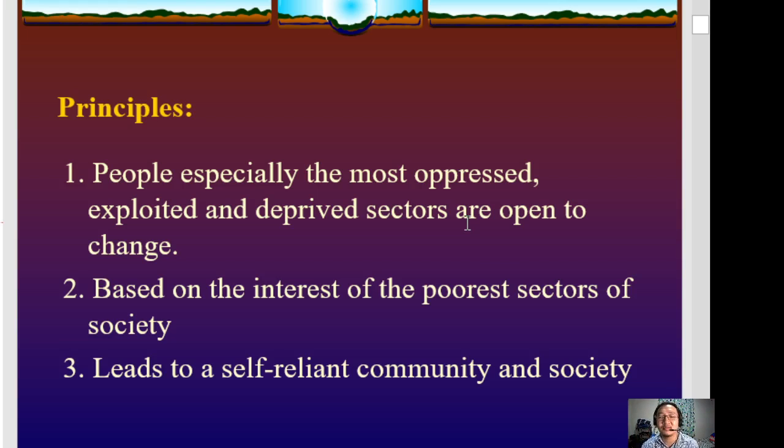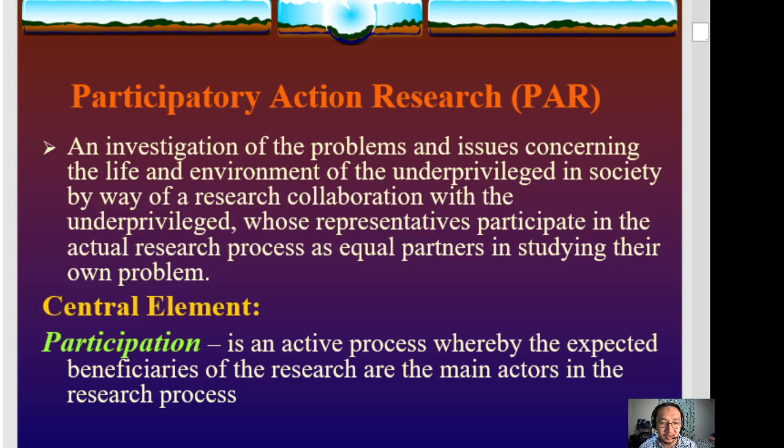And second, based on the interests of the poorest sectors of the society. Again, as I mentioned several times already, the interests, the needs, the problems, issues, concerns of the community should come from the community people, not from the organizers, not from the staff, not from the students. Maybe the least as you can observe and say something, but at the end, it's for the community, it's by the community. And third principle, it should lead to a self-reliant community and society. So those are the principles: open to change, then from the interest of the people, and leads to self-reliant community.